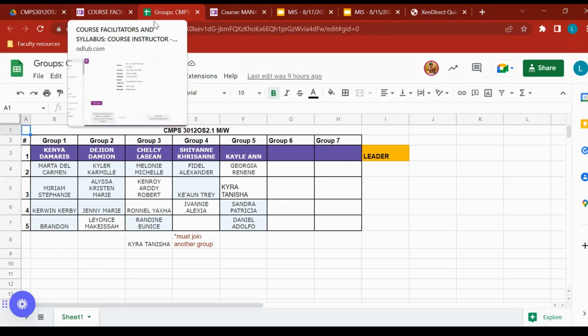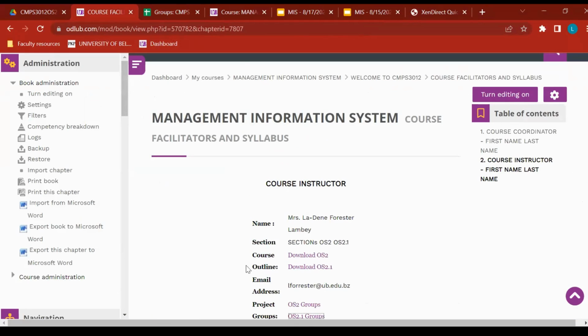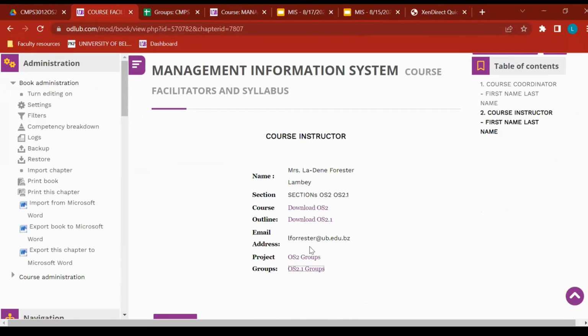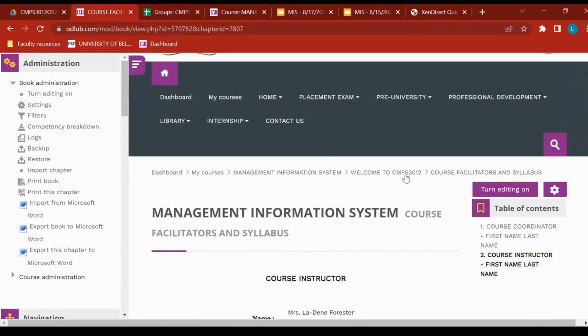All right, I see one person was able to successfully find it. Once again, under the course facilitators and syllabus, that's where you'll find your respective groups, and you'll be able to go there and add your name to that list if you're not already in a group.